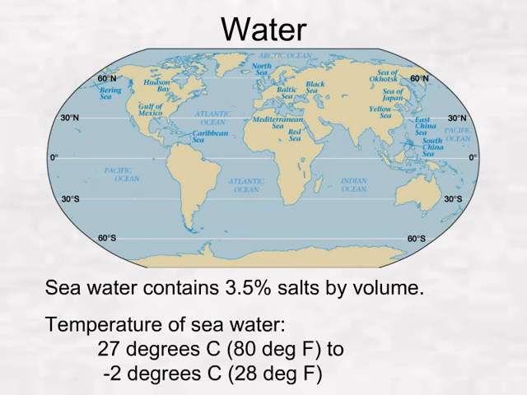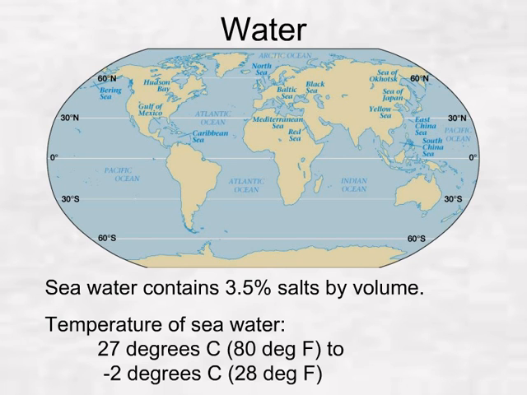The temperature of seawater also varies from over 27 degrees Celsius in the tropics to -2 degrees Celsius in the Arctic and Antarctic oceans. That's a range of about 80 degrees Fahrenheit to about 28 degrees Fahrenheit. Notice that the temperature of seawater can get below freezing, but the water is still liquid, because the dissolved salts in the water lower the freezing point from 0 degrees Celsius to -2 degrees Celsius.